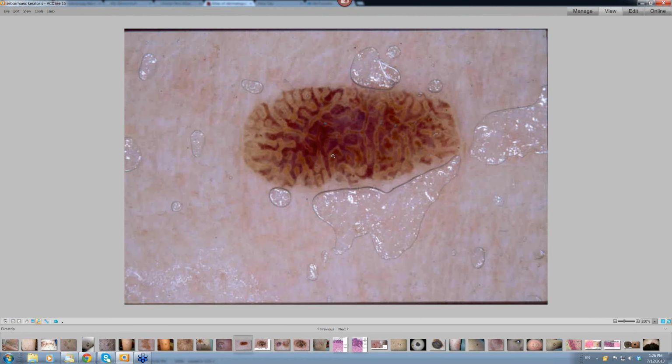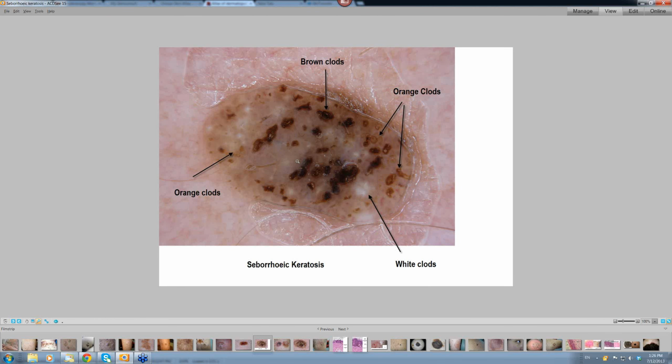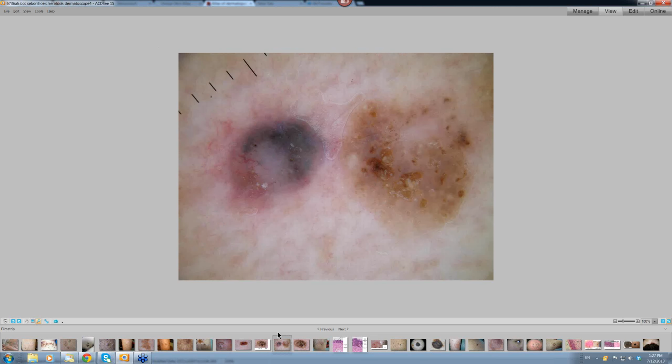This was just another example of that brain-like pattern that I was talking about in some seb ks. There's your more typical dermatoscopic appearance of a seborrhoeic keratosis. These are orange clods made up of keratin in some of the crypts. Sometimes they're dark brown as well. These are the intraepidermal collections of keratin, the little milium white clods, the milium cysts. So you can get a mixture of keratin. Can be white, can be orange, can be dark brown, depending on where it is.